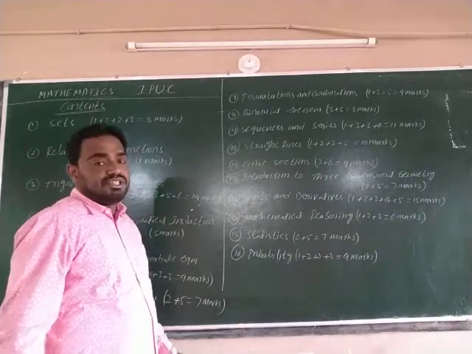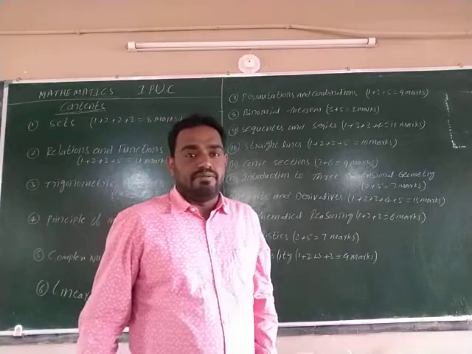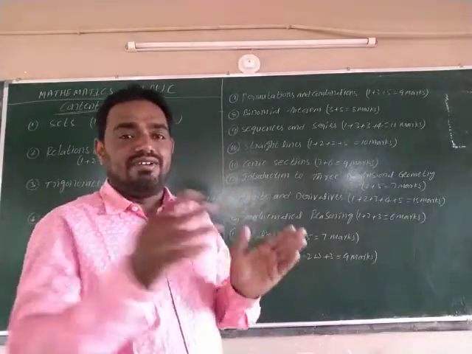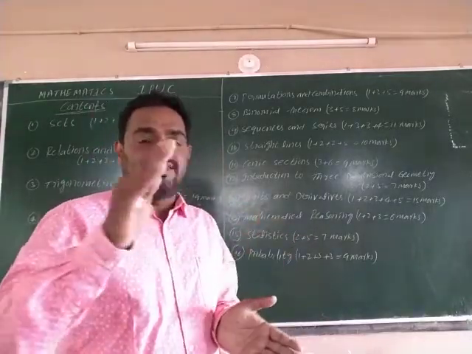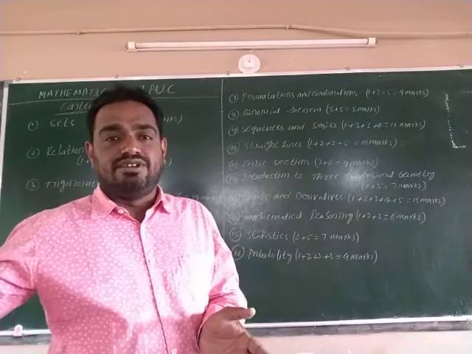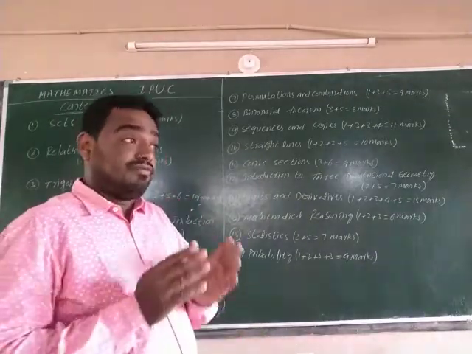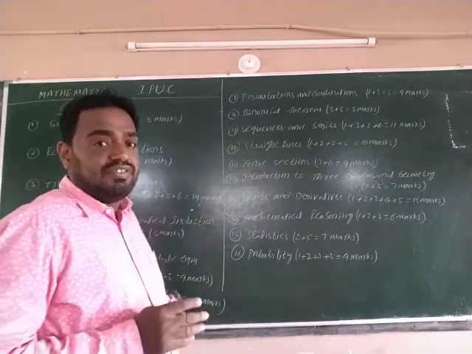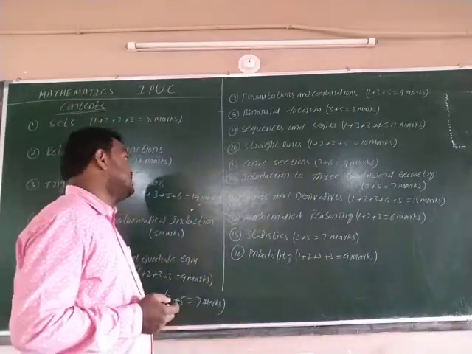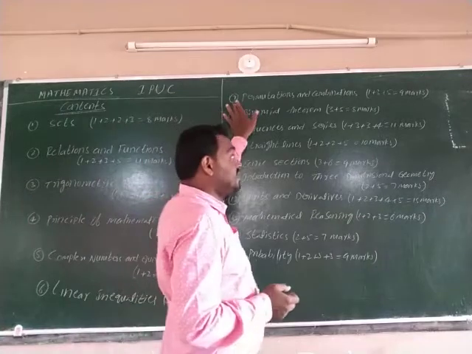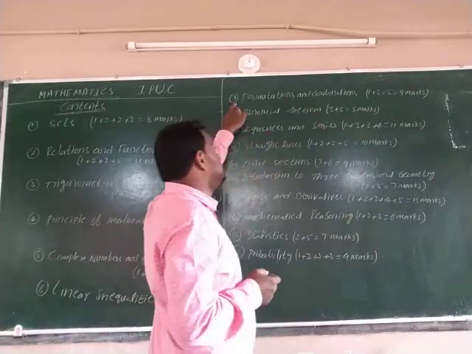Equation and inequation, what is the difference between them? An equation has LHS equal to RHS. Here LHS is less than or greater than or equal to RHS. Equation forms like this are called inequations. So these things we are discussing in this chapter. Permutations and combinations already explained. This is the 7th chapter.